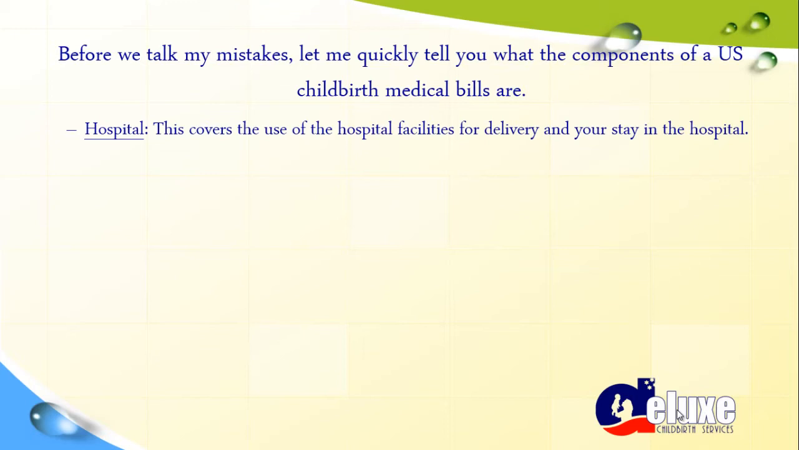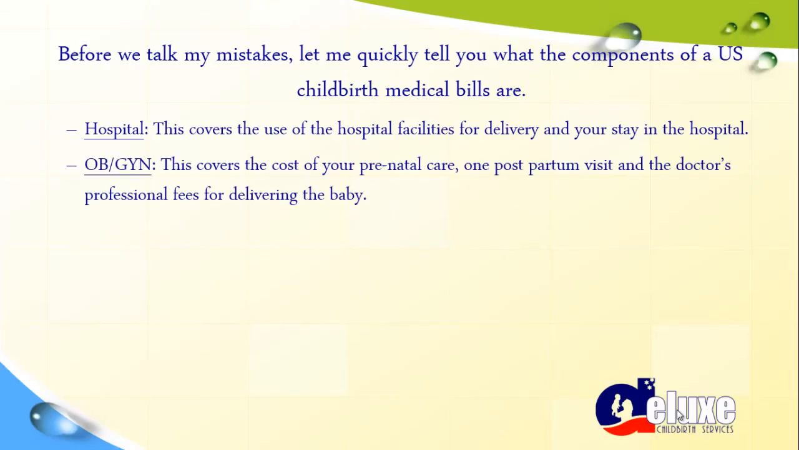You get a bill from the hospital, and this covers the use of the hospital facilities for delivery and your stay in the hospital. It also covers the meds that they would give you, pain meds, morphine, all those kind of things. But basically, just look at it like your accommodation in the hospital for you and the baby, and then the meds.